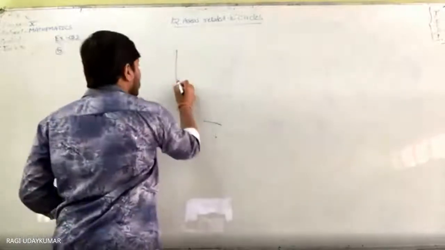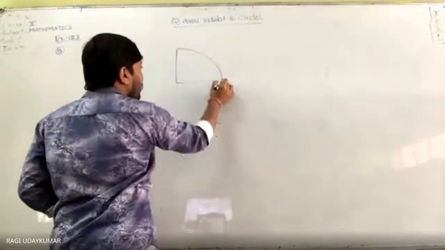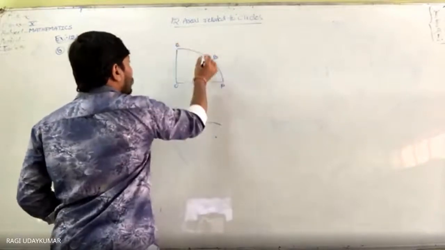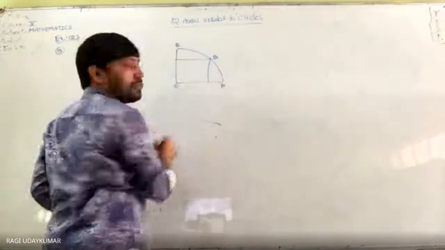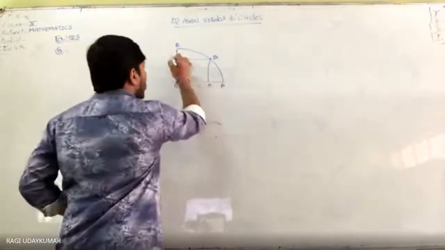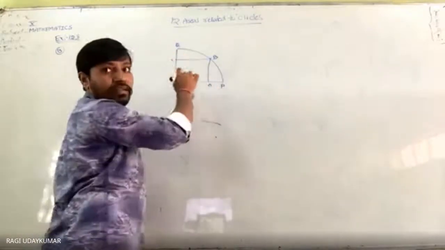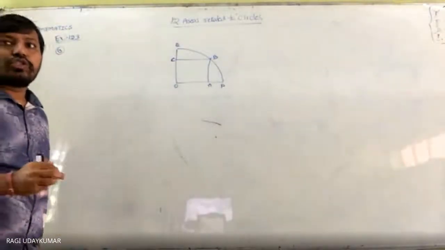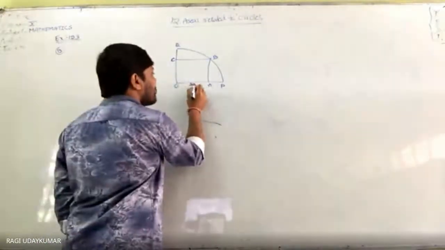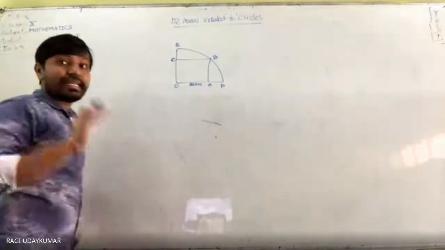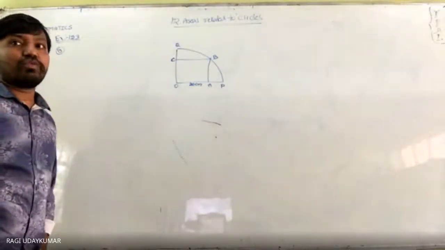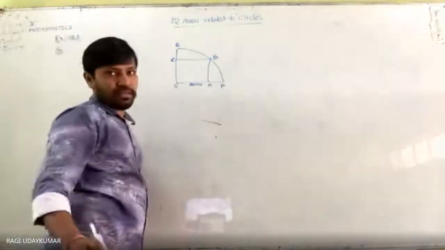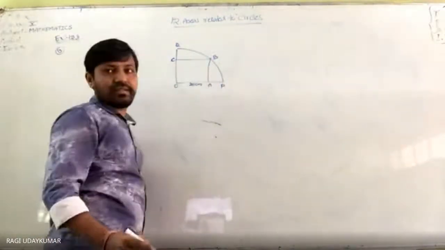So the quadrant is given to you like this: O, P, here B, here Q, and here OABC. OA is equal to 20 centimeters. The radius of the quadrant is not given, so please observe properly here. OP becomes the radius and OB becomes the radius.